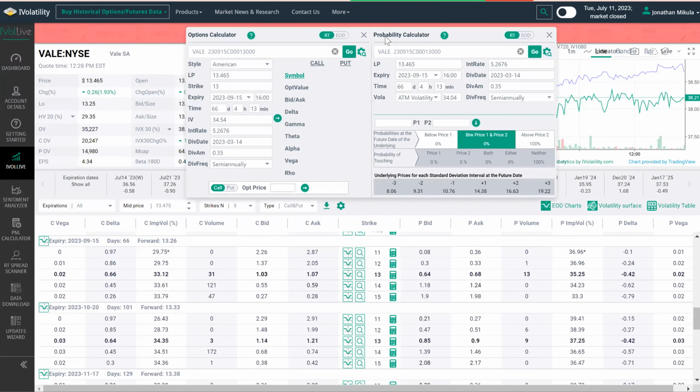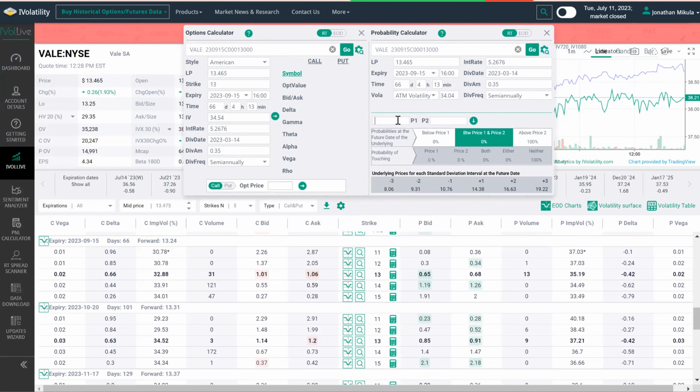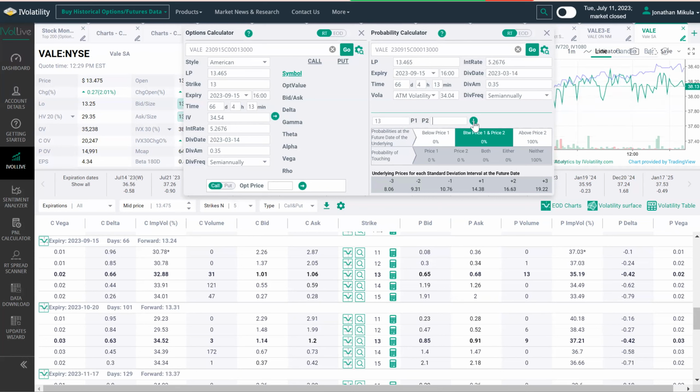I come to the probability calculator, and here I like to say, okay, here's the expiration I'm interested in, September 15th. That's 66 days from now. I'm looking at this $13 strike. So my symbol's over here, and I like to say, all right, what's the likelihood that Vale will be trading below 13? So that's my price one. And then I like to use a higher price for price two, because if we do go bullish, what's the likelihood that Vale will be trading above 15, for example.